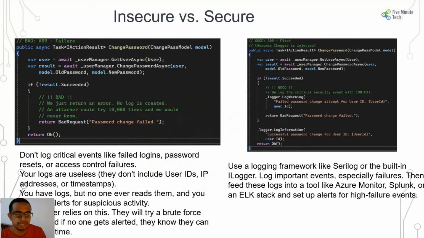Now this is an example where we do not have any proper logging in the system on the left-hand side, and on the right-hand side you use a logging framework like Serilog or the built-in ILogger, which logs important events, especially the failures, and then feeds that log into a tool like Splunk or the ELK stack for monitoring, and sets up alerts on high failure events.